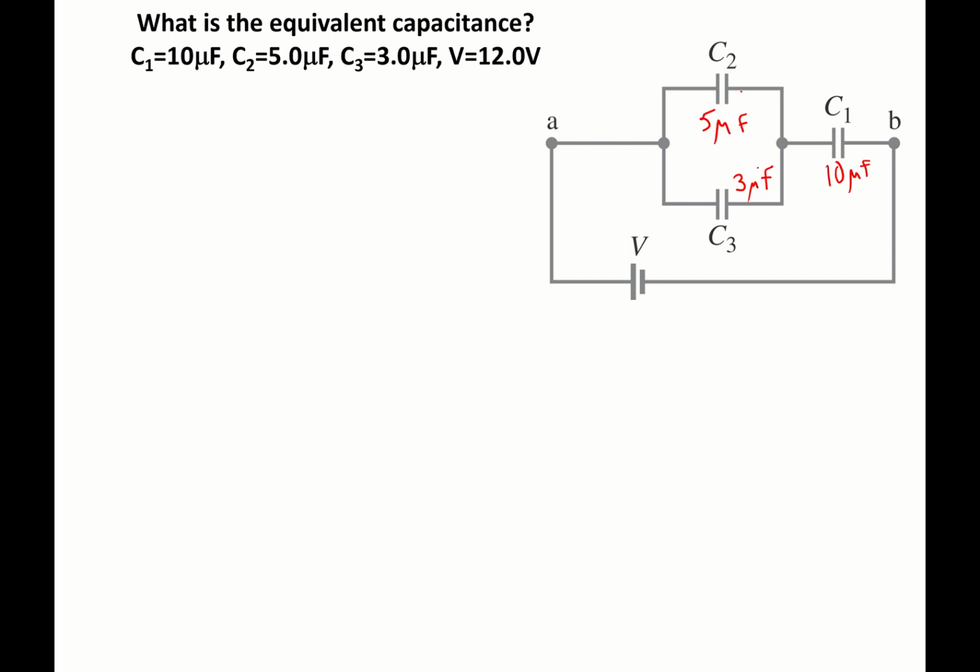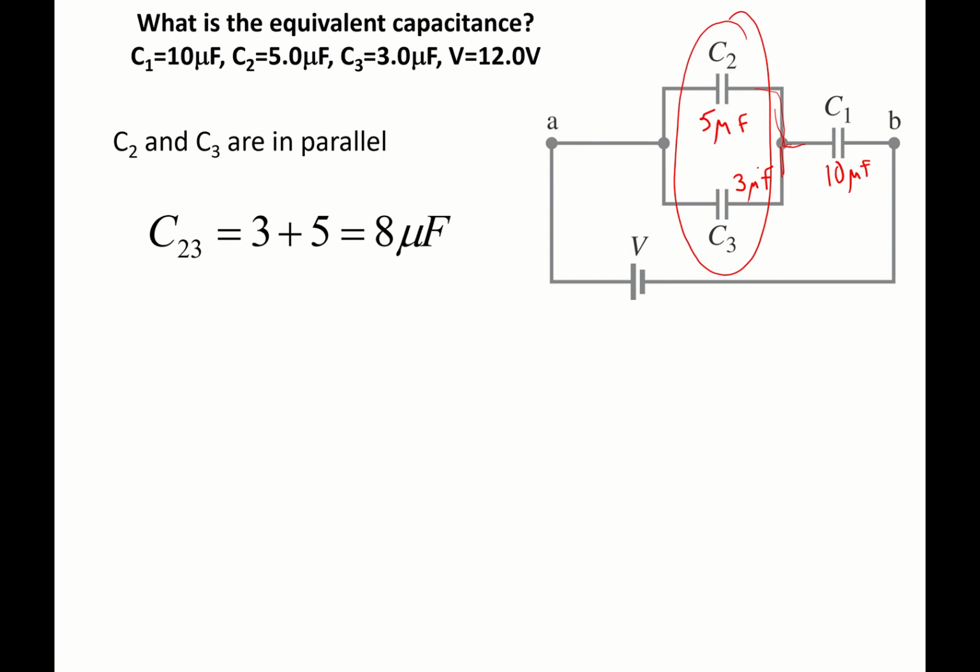So here, if I look, C2 and C1, those are not in series because, again, there's a place where the current, the charge, can split off. But C2 and C3, those guys are obviously in parallel. For capacitors in parallel, we just add directly. So C23 is going to be 3 plus 5 microfarads, or 8 microfarads. You notice here, because they're both in microfarads, I don't have to bother doing 3 times 10 to the minus 6 plus 5 times 10 to the minus 6, as long as I'm careful to remember that my units are micro.